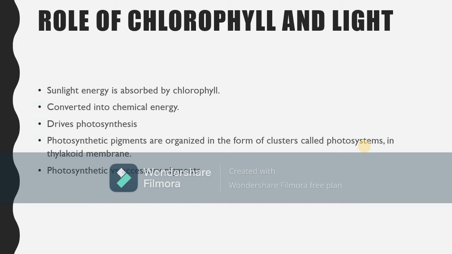Then the second thing is about the role of chlorophyll. The photosynthetic pigments are organized in the form of clusters, and these clusters are called photosystems. They are present in the thylakoids of the chloroplast. So here chlorophyll A is the main photosynthetic pigment. Other accessory pigments are also included, for example chlorophyll B and carotenoids. Chlorophyll absorbs mainly blue and red light, and some wavelengths are not absorbed by chlorophyll A, and these are very effectively absorbed by accessory pigments.